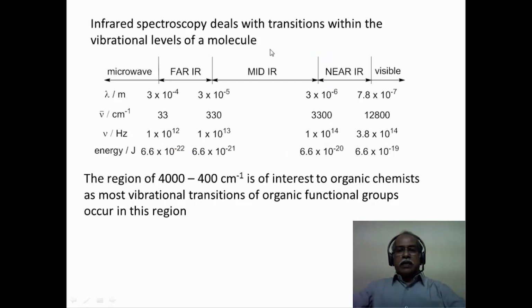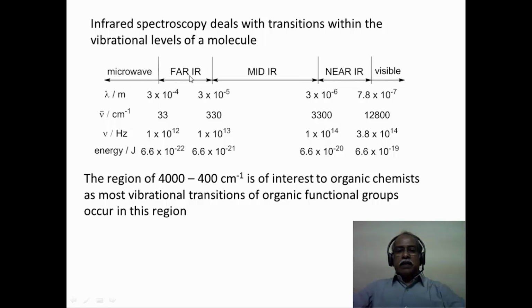Infrared spectroscopy essentially deals with the transitions within the vibrational levels of a molecule. Molecules have different electronic levels, starting from the ground electronic level to the higher excited electronic levels. Within the ground electronic level, there are several vibrational levels, starting with the 0 vibrational level, 1, 2, 3, and so on. And the transitions that occur within the ground electronic state vibrational levels of a molecule is what the infrared spectrum is all about. Now, the infrared region is sandwiched between the visible region and the microwave region.